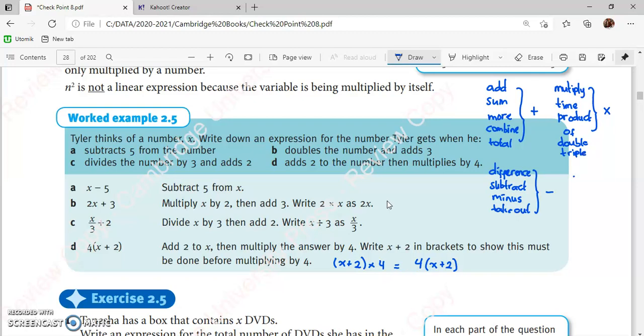If you have divide, the last one, divide or share, you have to divide. Okay, you may take the notes because it's very important to help you find the linear expression of the sentence.